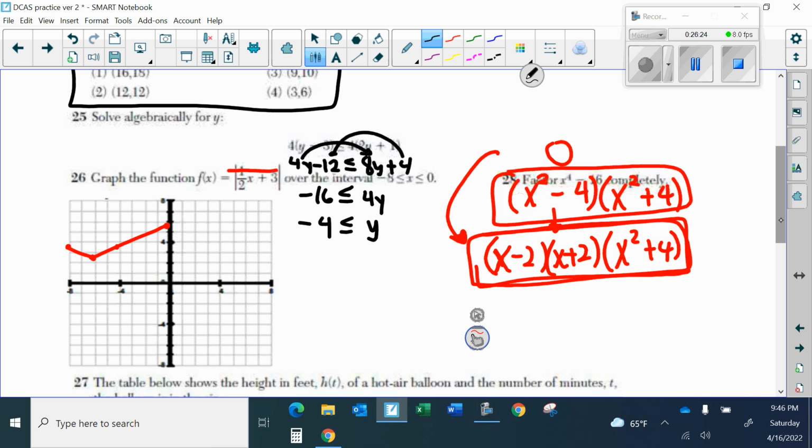Remember, if you choose not to have the coefficient positive, you divide by a negative to get your y. You have to switch the inequality sign. That's why I teach you not to do that. Okay, so that would be my answer right there.